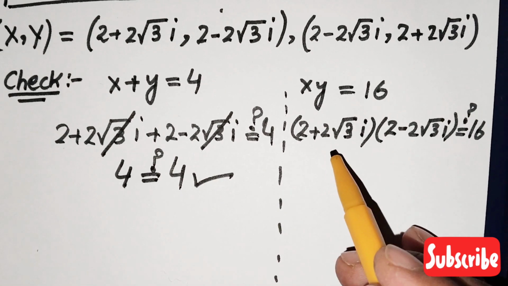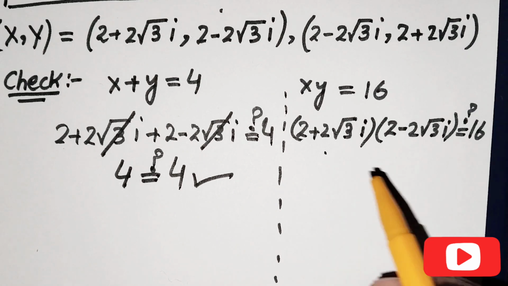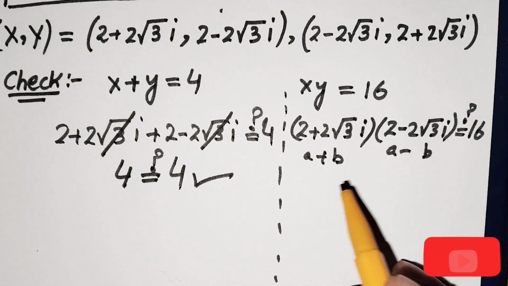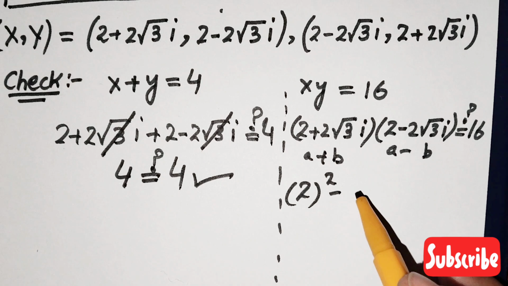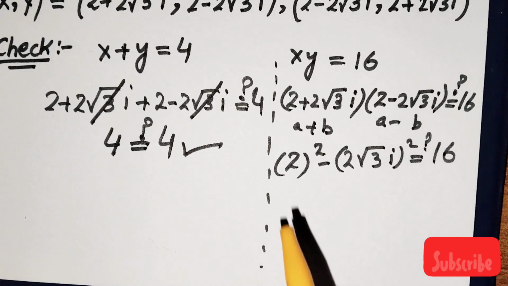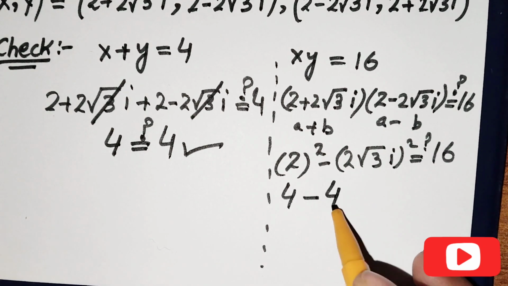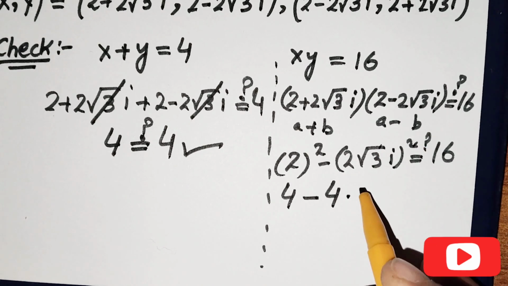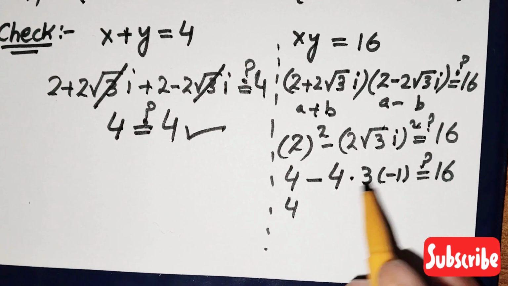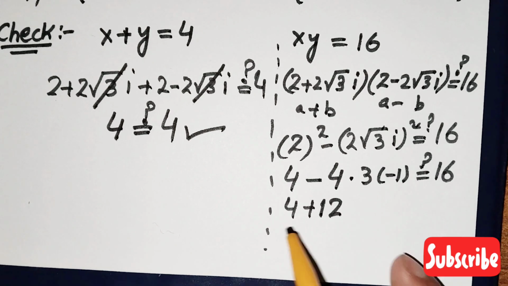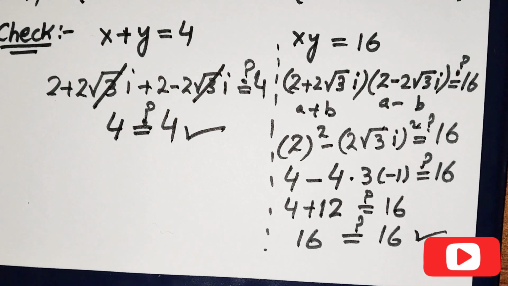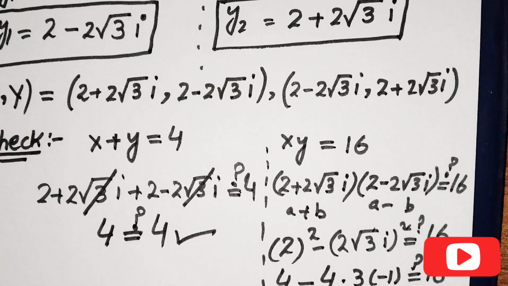So here we know that it is our a, here it is our a plus b, and it is our a minus b. So using the algebraic formula, a squared minus b squared, we get 2 squared minus 2 times square root of 3i whole squared is equal to 16. So 2 squared is equal to 4, and the square root cancels with the square, we get times 3, and i squared is equal to minus 1. So our next step is here 4 minus times minus is plus, 4 3s are 12, so 4 plus 12 is equal to 16, hence 16 is equal to 16. So our left hand side is equal to right hand side, hence our answer is true for this problem.